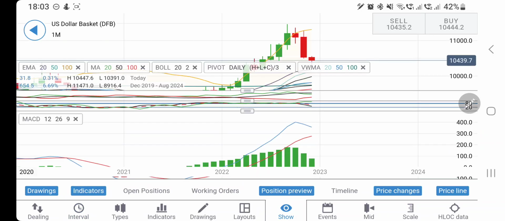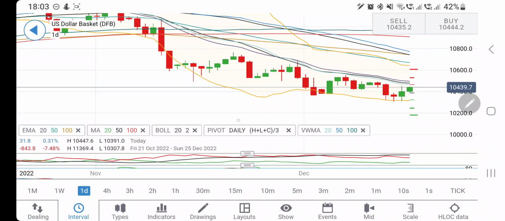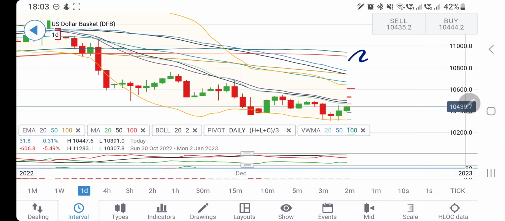Now let's also have a look with the help of indicators. What are the indicators suggesting? On the daily charts, it is trading below the 20, 50, 100 period moving averages, and all three moving averages are divergent, indicating bearishness. Also, the 20 period moving average at around 105 levels is going to be a very important resistance zone.